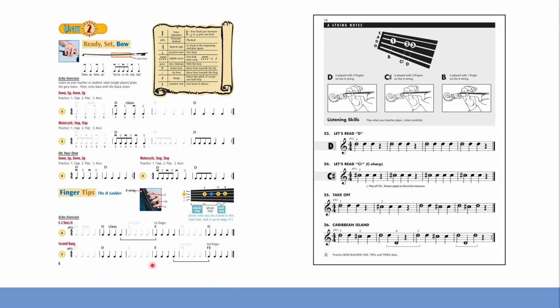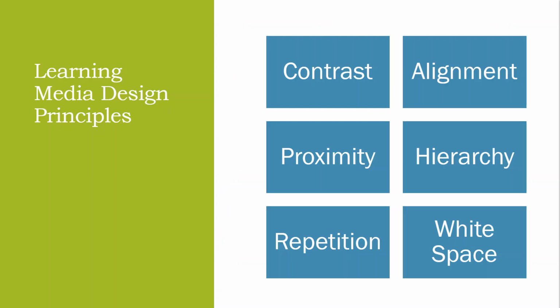And if I taught orchestra again, I probably would still use this, not just because it's more engaging, but because of other things about how it teaches that I really like. But it is something to consider. If I were to design this, I would definitely simplify these pages. Okay, those are learning media design principles.